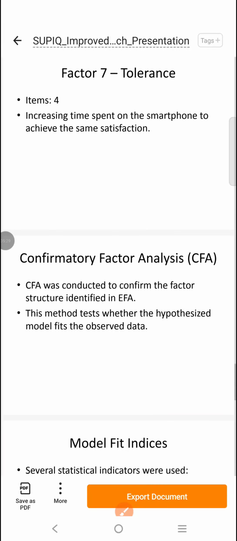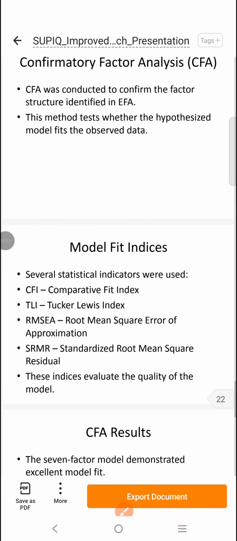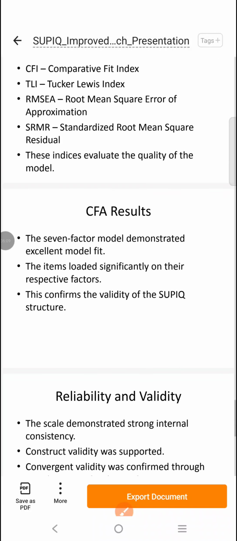Now, after EFA, CFA, confirmatory factor analysis, is also essential and crucial to conduct. So CFA was conducted and CFA confirmed the 7 factors and 26 items. CFA always does the confirmation of the factors and items. These were the model fit indices after CFA. When CFA was conducted, these model fit indices were observed. These are the CFA results.